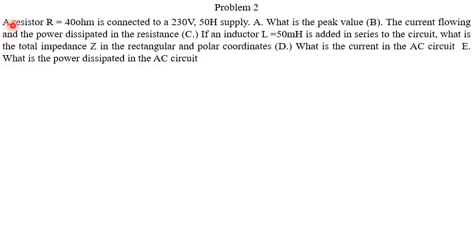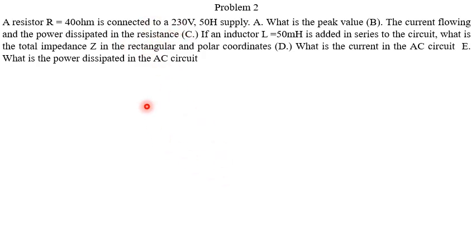Okay, problem 2 says a resistor R equals 40 ohms is connected to a 230 volt, 50 hertz supply. The 50 hertz is the frequency. A, what is the peak value? B, the current flowing and the power dissipated in the resistance. So let us tackle them one by one.